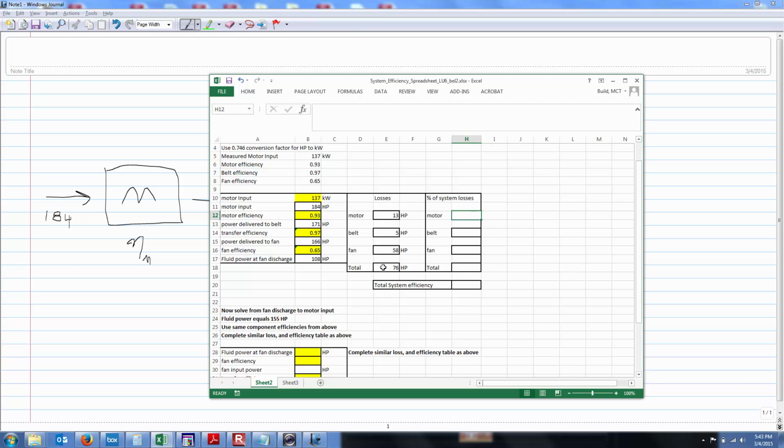But this guy right here, so we know the total losses are the 76, and the motor losses are 13. So to get that percentage, it's just equals 13 divided by 76. And what I suggest doing here is putting the absolute reference. So divided by, click that. Before hitting enter though, let's go back into that formula. Put a $ sign before the 18.